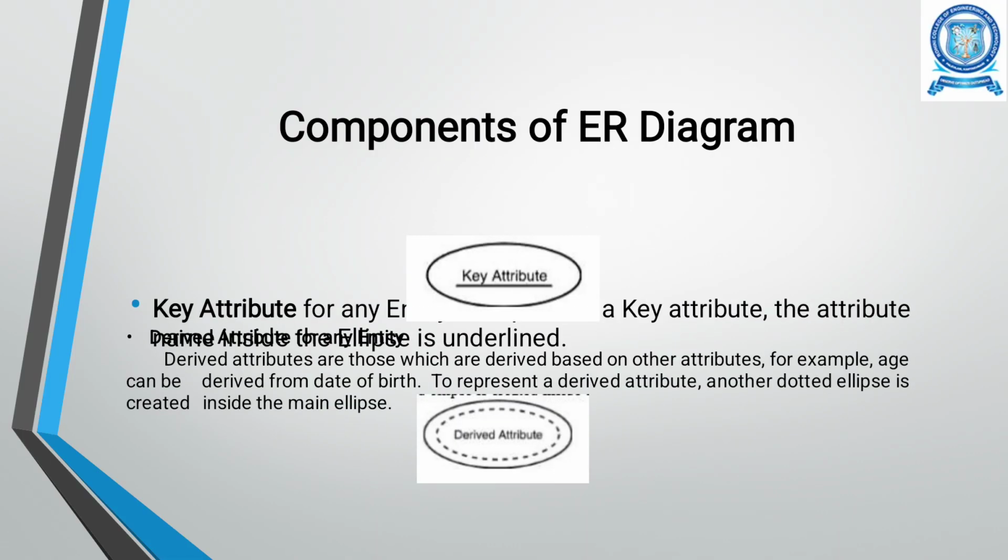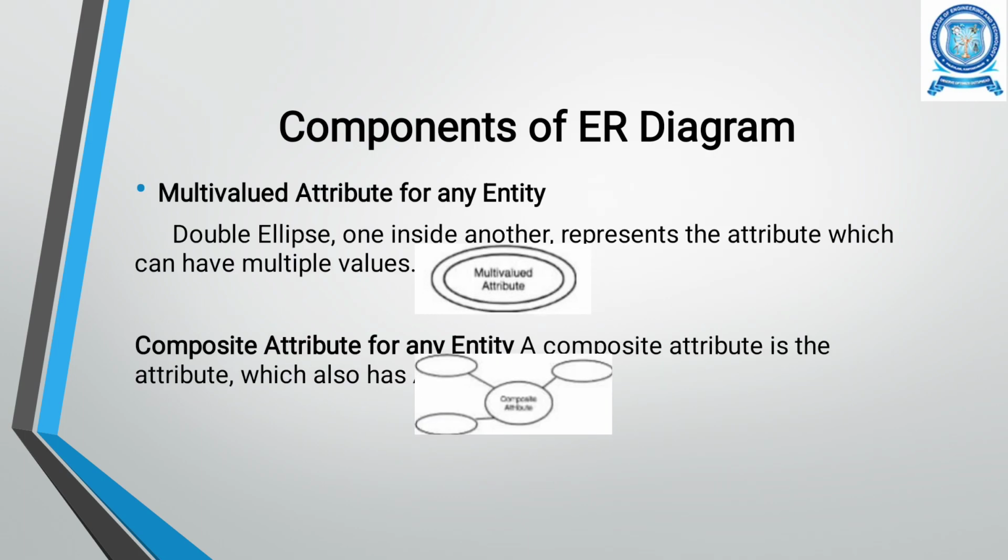Then key attribute, in ellipse shape, with an underline symbol is represented as a key attribute. Then derived attribute. Derived attributes are those which are derived based on other attributes. For example, age can be derived from date of birth. To represent a derived attribute, a dotted ellipse is created inside the main ellipse.